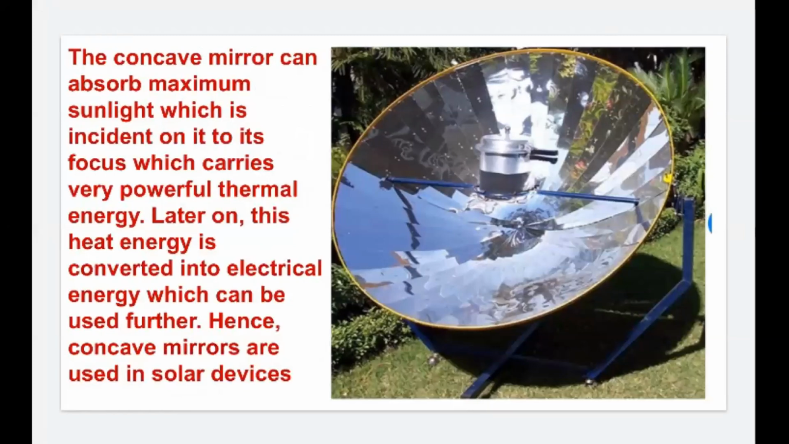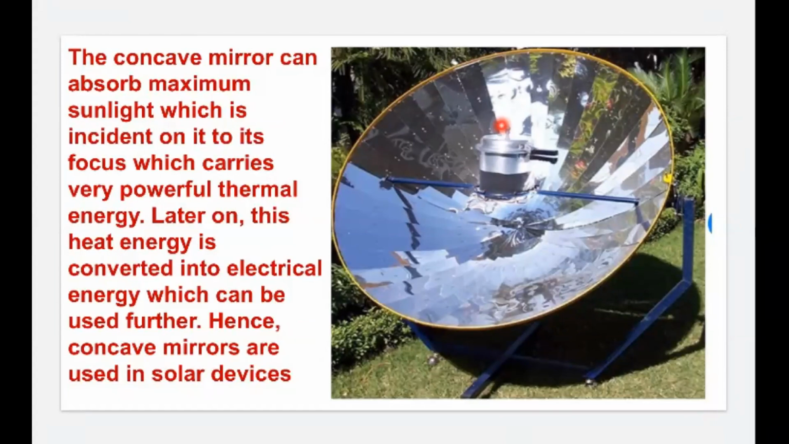Another use of concave mirror is that the concave mirror absorbs maximum sunlight which is incident on it and directs it to its focus, which carries very powerful thermal energy. Later this heat energy is converted into electrical energy which can be used further. Hence the concave mirrors are used in solar devices.